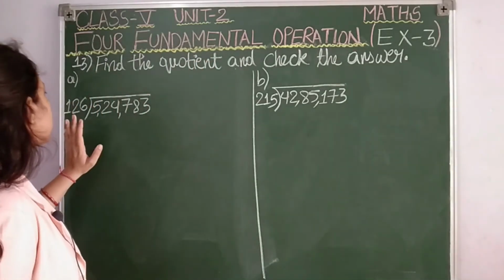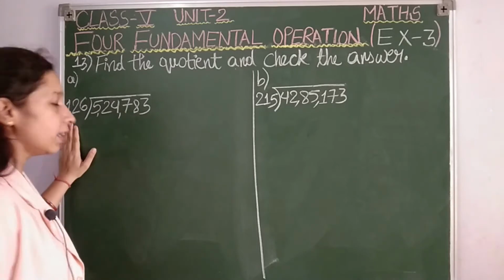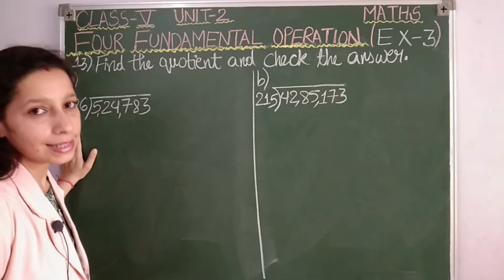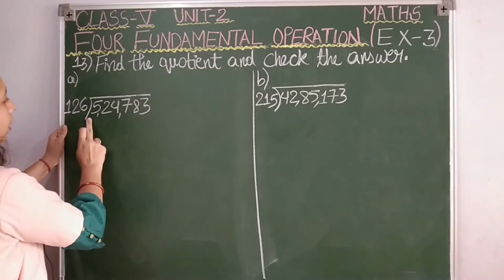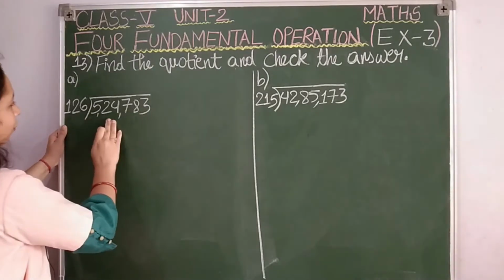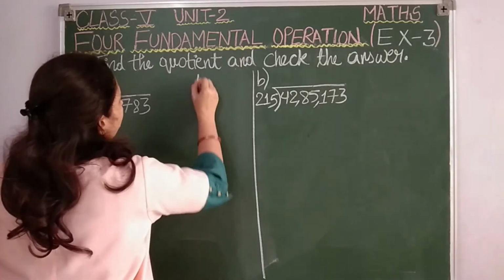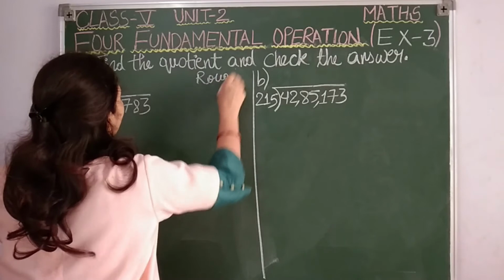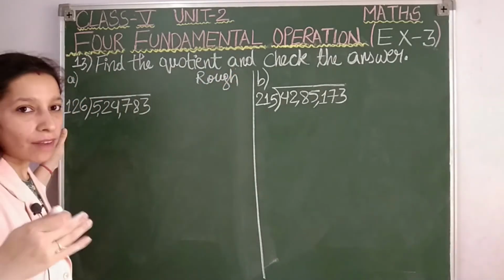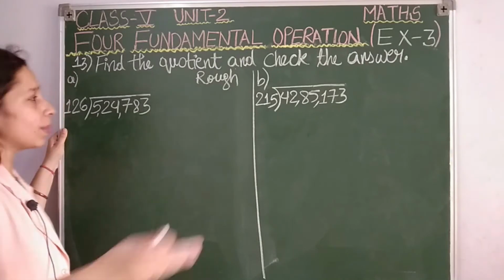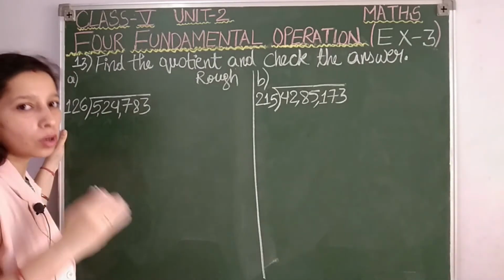So here the first question is 5,24,783 divided by 126. So let us divide, students. Here 3 digits are there: 1, 2, 6. Here first I will take 3 digits, 524. Yes, I can divide it. So 126, let us do the rough work. I told you to do the rough work. Now for division we have to do the rough work. We have to take the divisor and multiply it with different numbers so that we can get the number which is given in the dividend or the number closer to it.